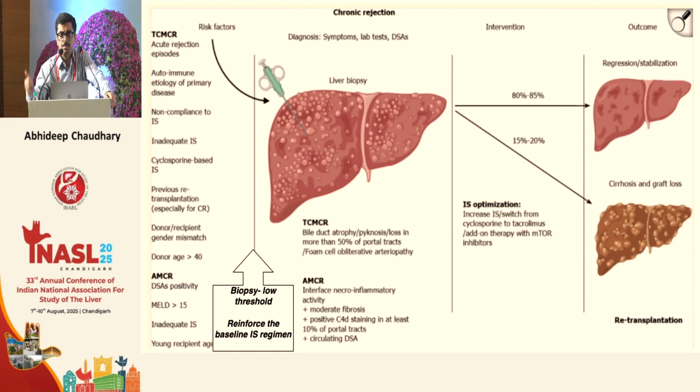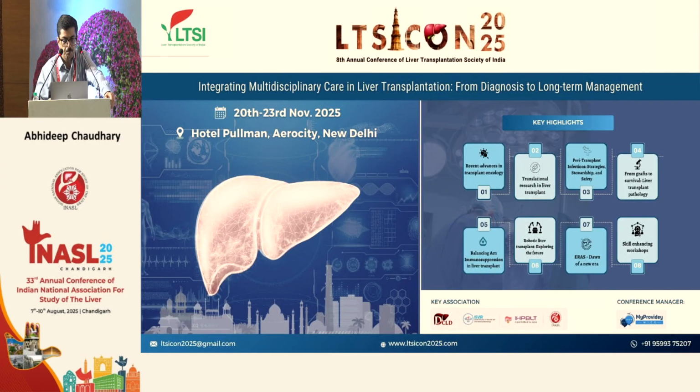So we know certain risks. We should have a low threshold to do the biopsy, reinforce the immunosuppression regimen as quickly as possible, and optimize the treatment so that we can salvage the graft. And if the graft cannot be salvaged, timely retransplant is going to save these patients.